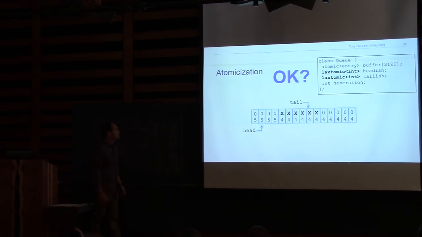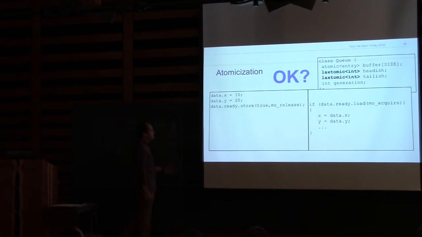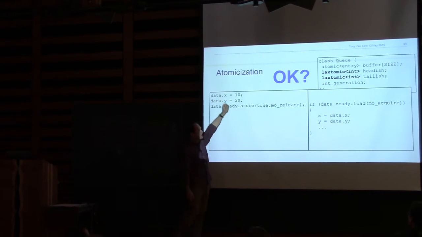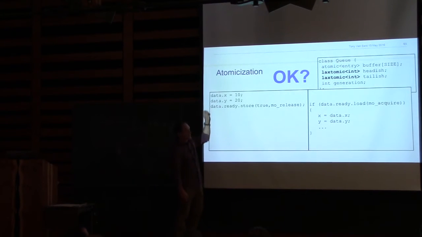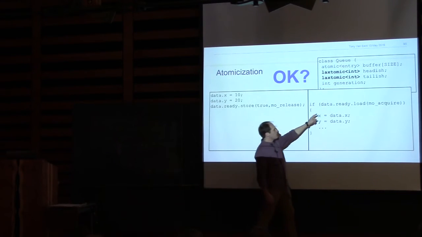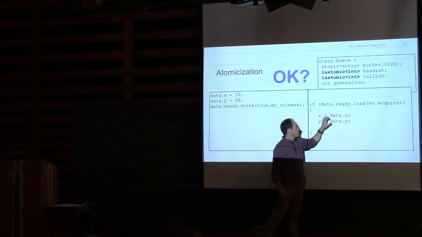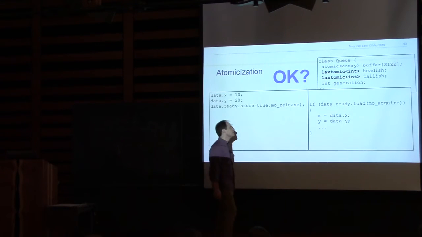Is that okay? To decide, you have to think about what the whole purpose of memory ordering is. This is a typical case: you write some data, and then you set a flag saying the data's ready. What you really need there is a release atomic to say, I'm releasing this data, I'm publishing it. Then some other thread comes around and says, if that flag is set, I will acquire this data, and I can now read the data.